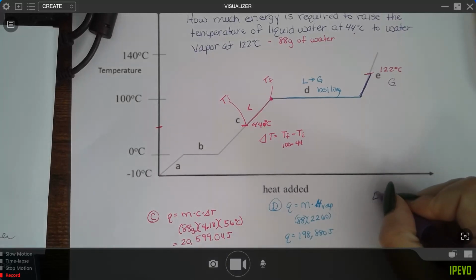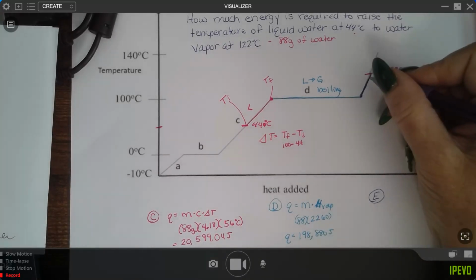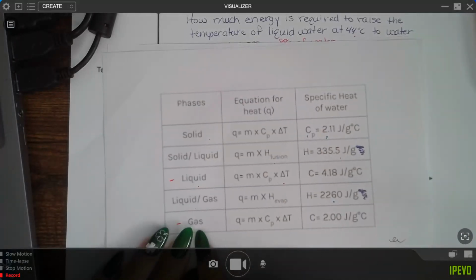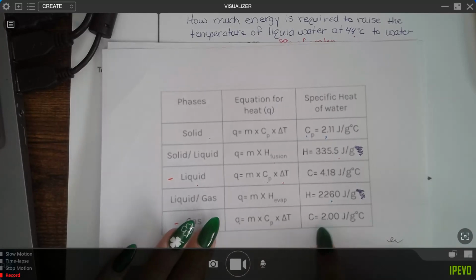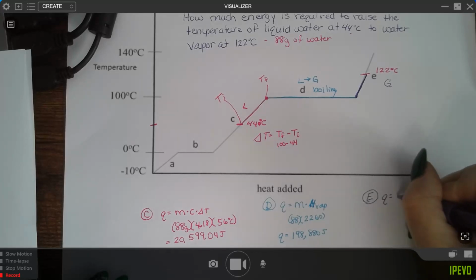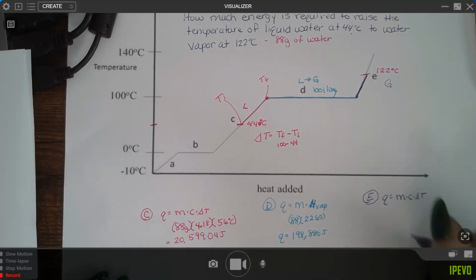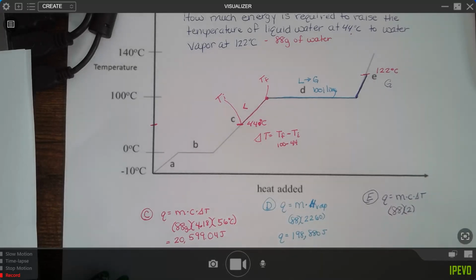We've got one more leg left, and that is segment E. In segment E, the temperature is changing. We just have a gas, so we're going to use Q is equal to mc delta T, where C is 2 joules per gram degree Celsius. So Q is equal to M times C times delta T. Mass is 88, and the specific heat is 2. Then we have to do delta T.